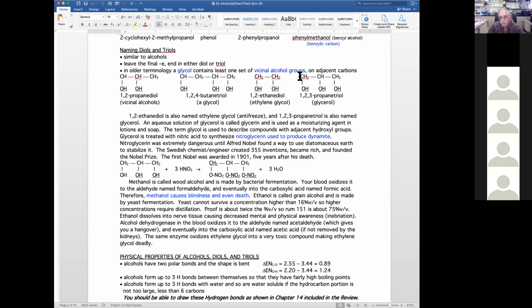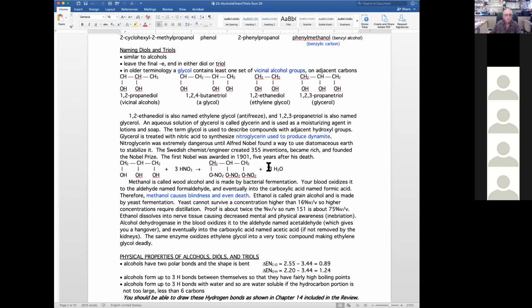Here's another one that's really important. So 3 in a row, so it's propane, it's a triol, and it's 1,2,3. Propane triol, the common name for this is glycerol. So glycerol can be treated with nitric acid to produce trinitroglycerol or nitroglycerin, okay, which is what's in dynamite.